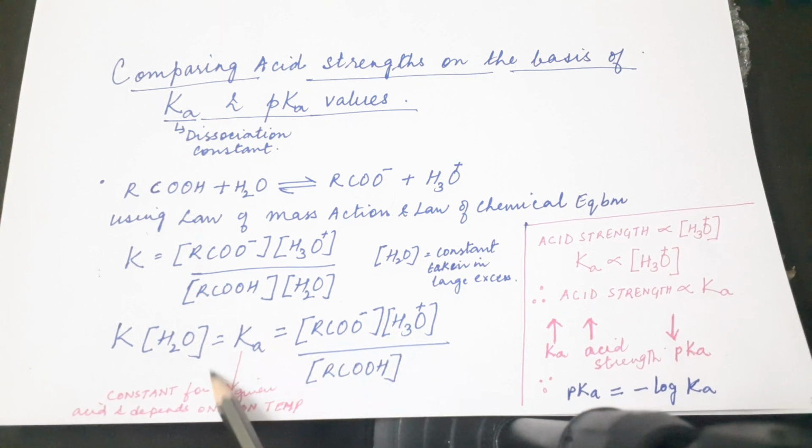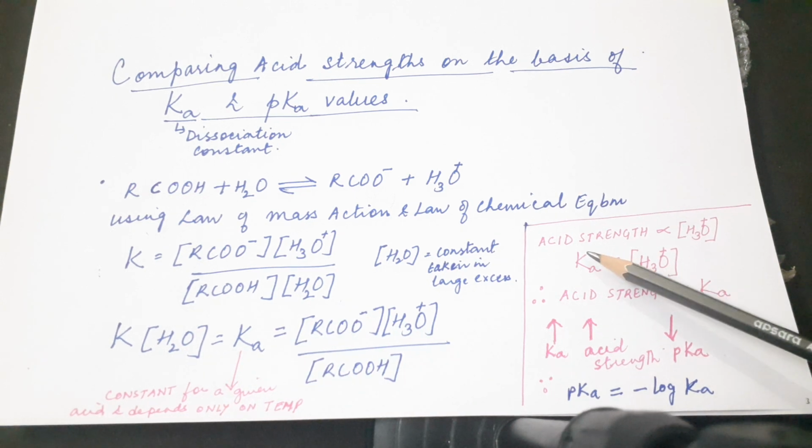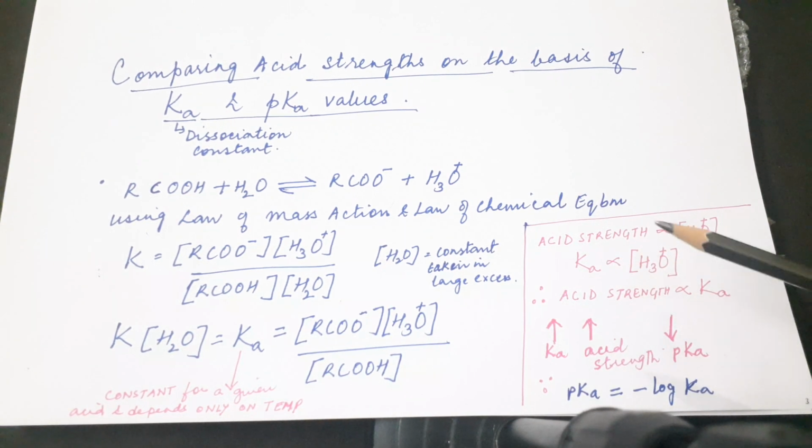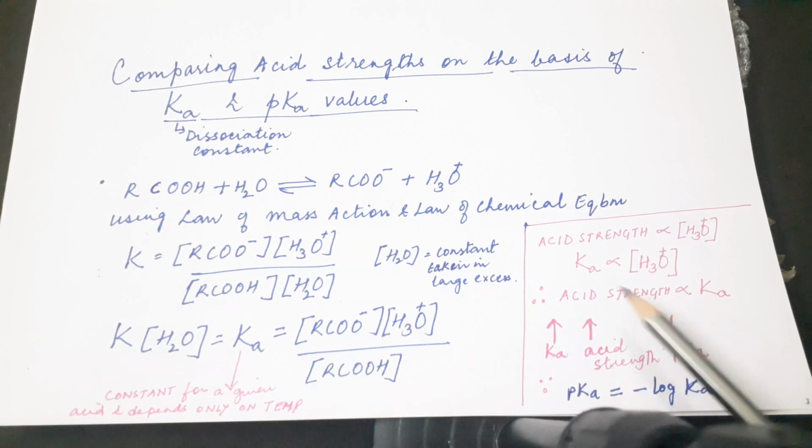From this expression, we already know that an acid is a good acid if it provides a large number of H+ or hydronium ions in solution. And from this expression we can see Ka and hydronium ions are directly proportional.